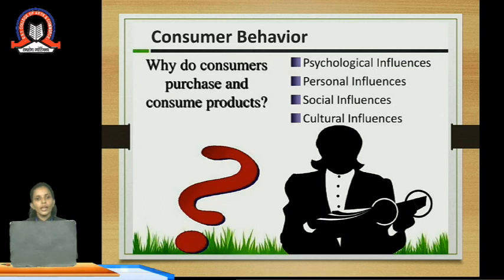So, why do consumers purchase and consume products? There are some factors which influence the consumer for buying and consuming those products. The first one is psychological influences, that is the mental capacity or psychology of the person related to that product. Then, personal influences, social influences and cultural influences. These are the basic factors which influence the buying behavior of the consumer.